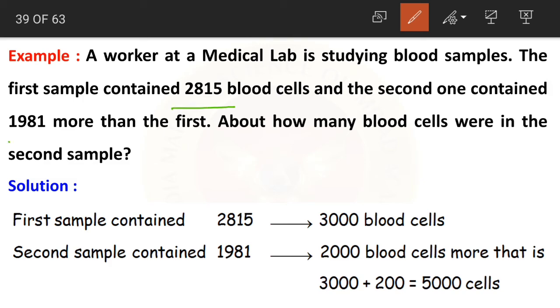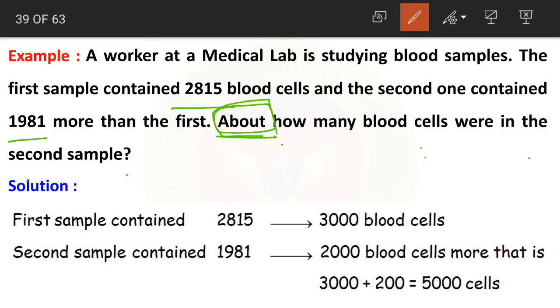In the same way, here there are two samples. In the first there were 2815 and in the second there are 1981 more than the first box. Now, about how many blood cells were there in the second sample?